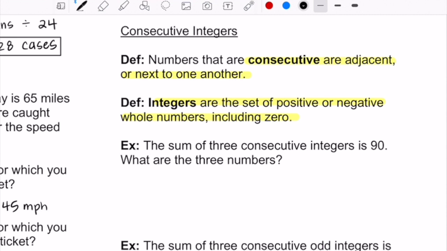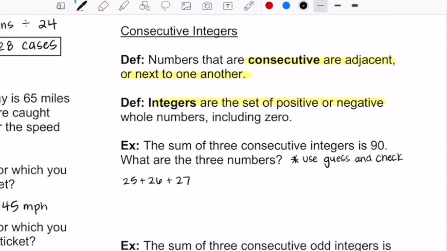The first question says you have three consecutive integers, so three whole numbers that are right in a row, and it says when you add them up, you get 90. And so you're trying to figure out what those three numbers are. Let me point out that there are algebraic ways that you can answer this question, but for the sake of the notes today, we're going to use guess and check. So you want to start out by trying some numbers. Let's say you just randomly start out with 25, 26, and 27.